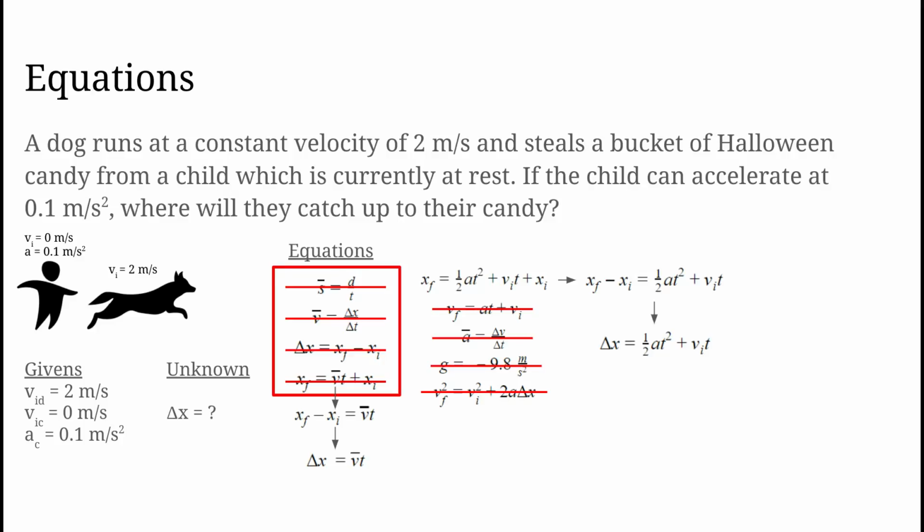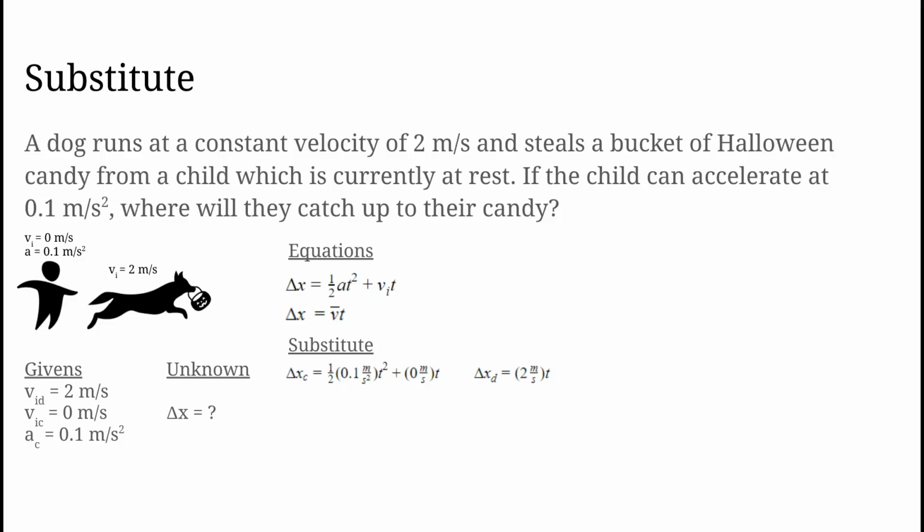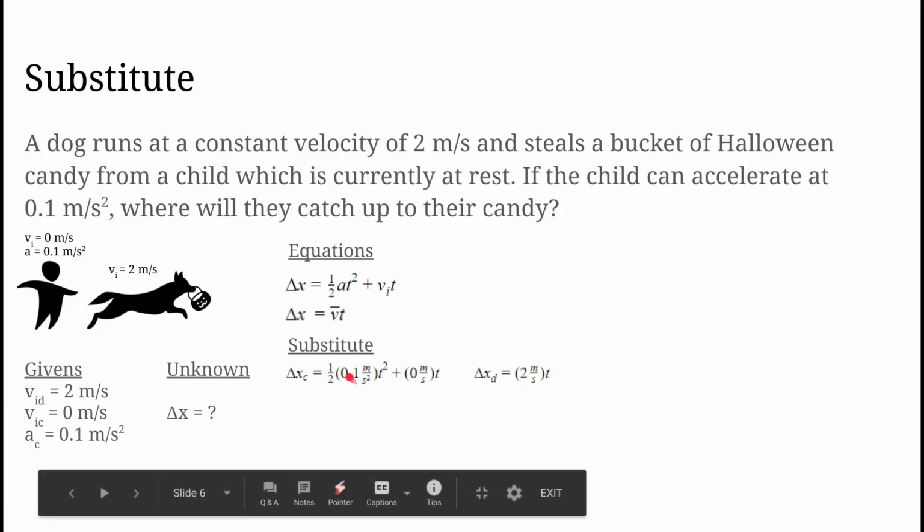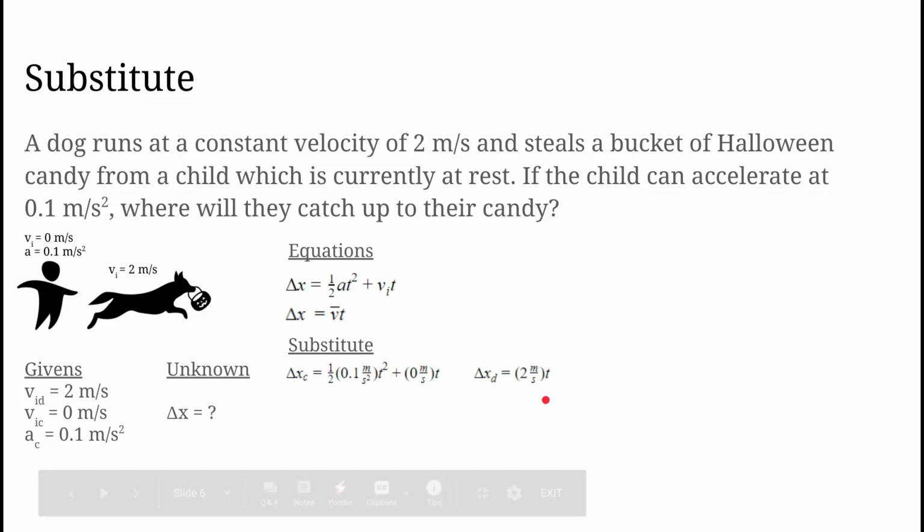For our substitution, we've gone and plugged in the acceleration of the child and the initial velocity of the child, as well as the initial velocity of the dog. And you'll notice that this is a little different than in our past problems, because in our past problems, we would substitute for all of the variables except for one, which would allow us to then solve for that variable. Here, we have two equations, and therefore we can be comfortable with having multiple variables still in the equations.